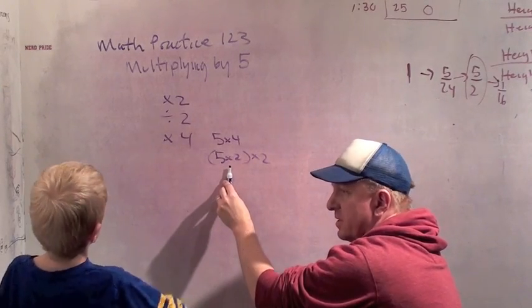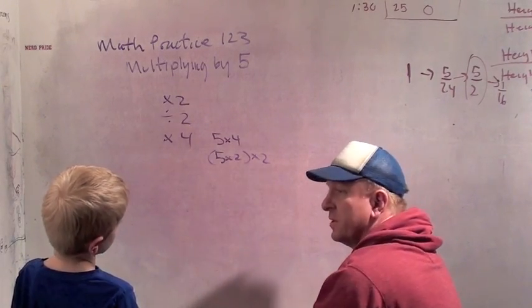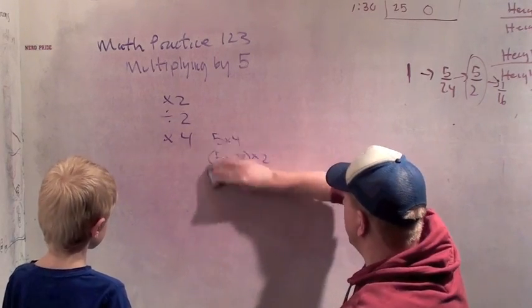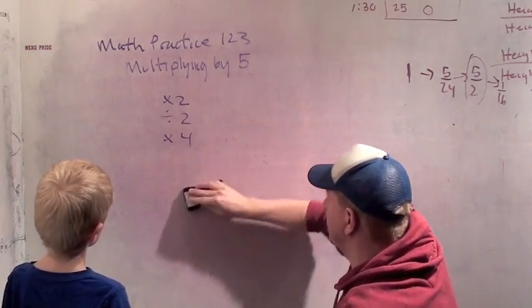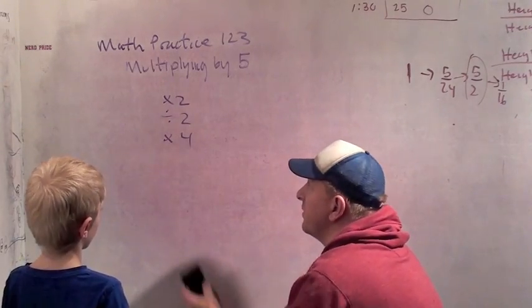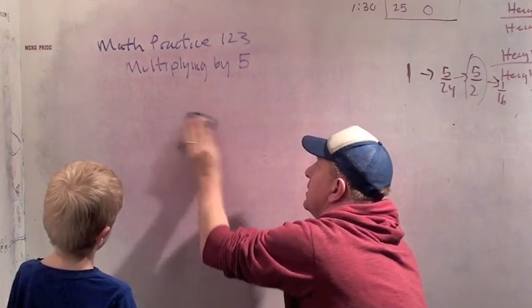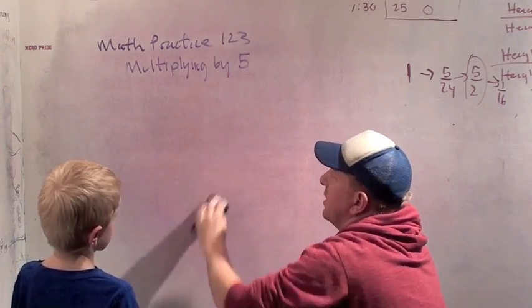So 5 times 2 is 10. 10 times 2 is 20. Good job. Okay, so today we're going to learn a fun little way to think about multiplying by 5. Oh, we've also learned how to multiply by 10. I forgot about that. Alright, so multiplying by 5.